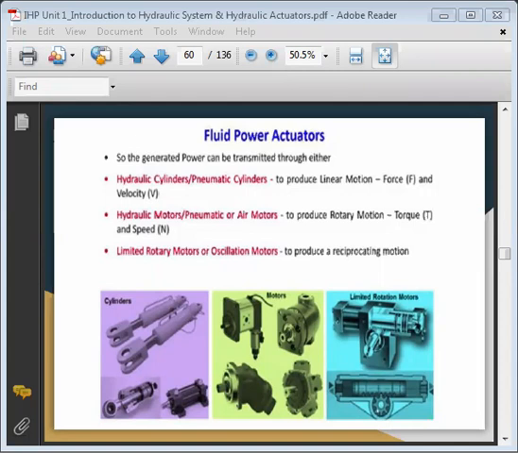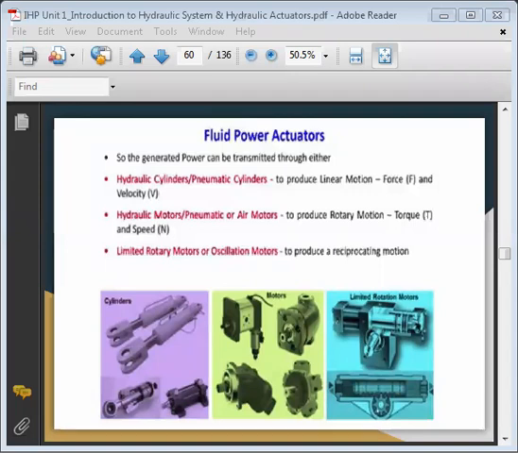Getting it? And the linear actuator is also known as a hydraulic cylinder, which generates the linear motion. In other words, a hydraulic actuator, or linear actuator, or hydraulic cylinder, is a device which converts the fluid power into linear mechanical force and motion. Correct. Linear mechanical force and motion, that is force and velocity.